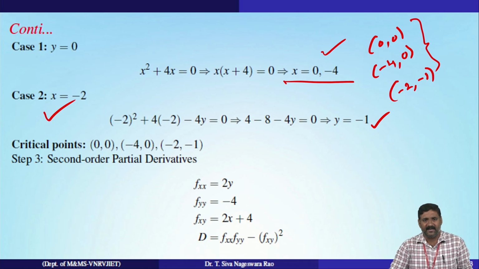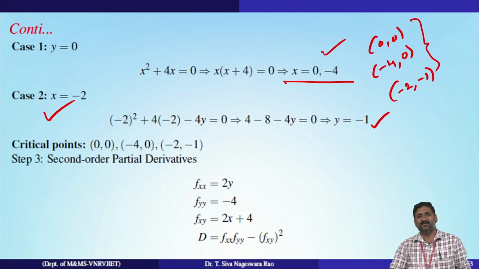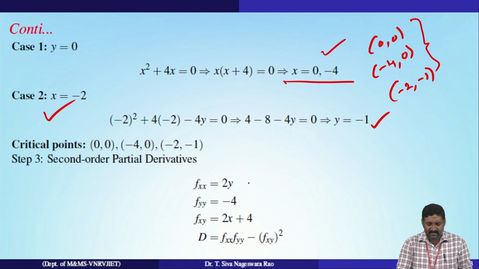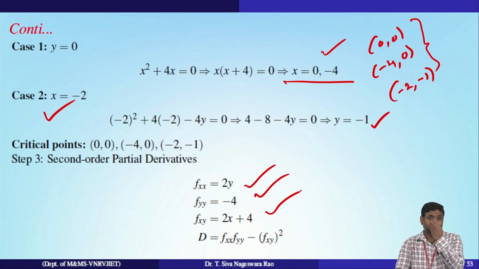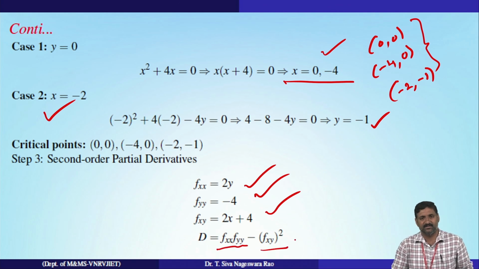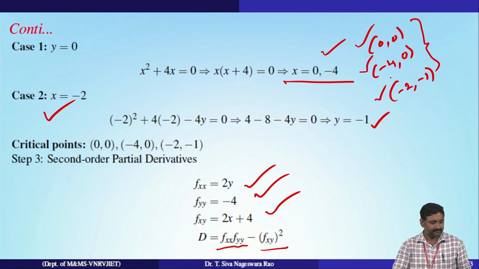After finding critical points, as per procedure, we are going to calculate second order partial derivatives to decide the extreme values of the given function. So, the second order partial derivatives are fxx is equal to 2y, fyy is equal to minus 4, fxy is equal to 2x plus 4. Next, calculate fxx into fyy minus fxy whole square. Now our aim is to find the value of capital D corresponding to these three critical points.